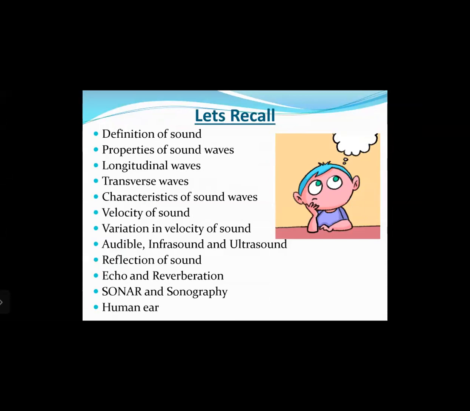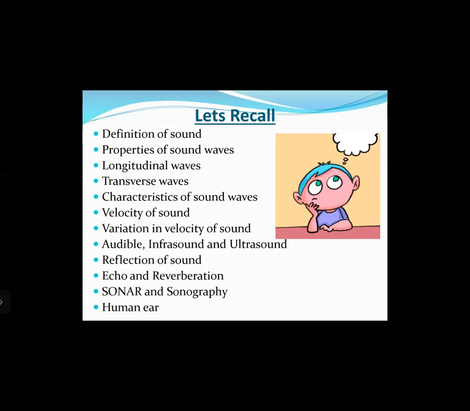The definition of sound. Then we have seen the properties of sound waves. Then we have seen the types of waves, that is longitudinal waves and transverse waves. Then we have seen the different characteristics of sound waves. Then we have studied the concepts relating to velocity of sound and the variation in velocity of sound. After that, we studied in detail about the types of sound, that is audible sound, infrasound, and ultrasound.